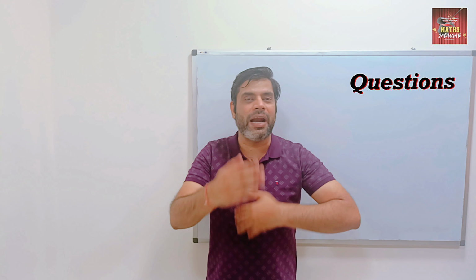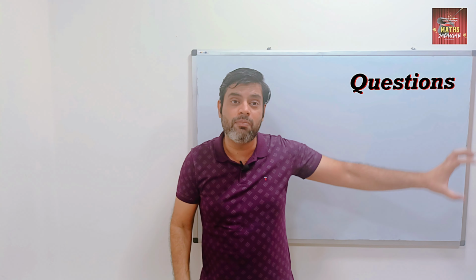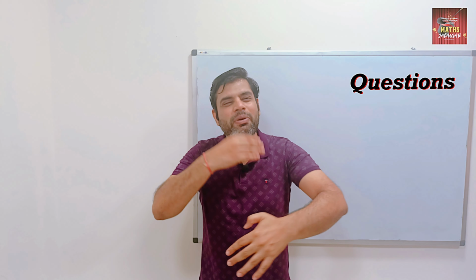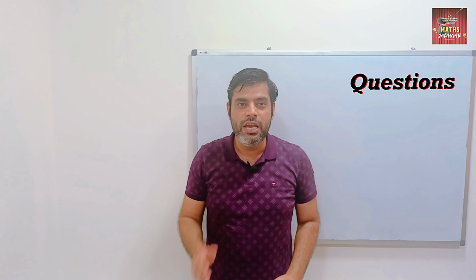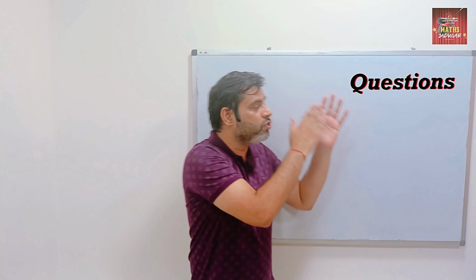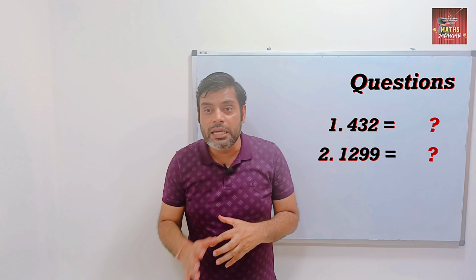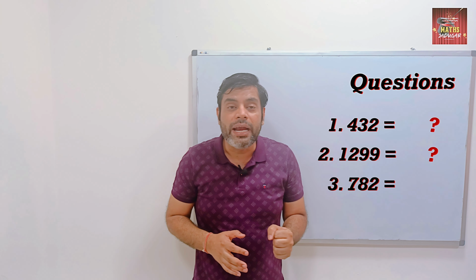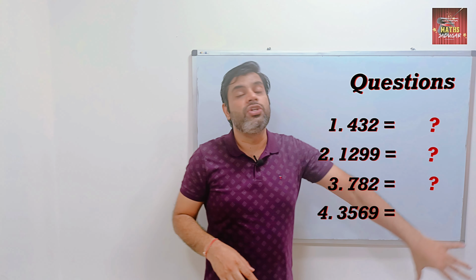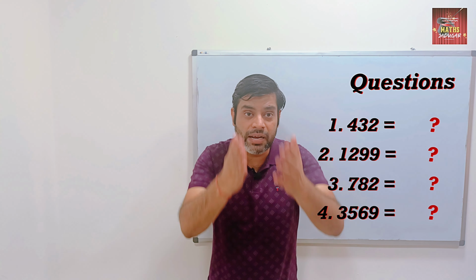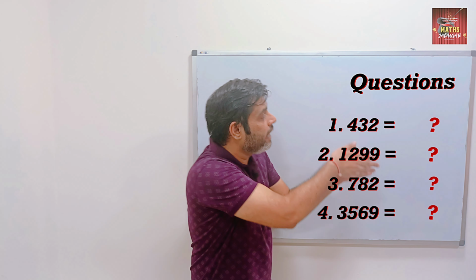You can do it and practice it, because in math there are two things. One is to understand the concept in Roman numbers, which are symbols and rules. Finally, you have to practice it so that you can remember it for the long term. So do the practice definitely, okay? So the numbers are: first number is 432, second is 1299, third is 782, and fourth is 3569. Convert them into Roman numbers, and let's see whether your answers match my answers. My answers are here.